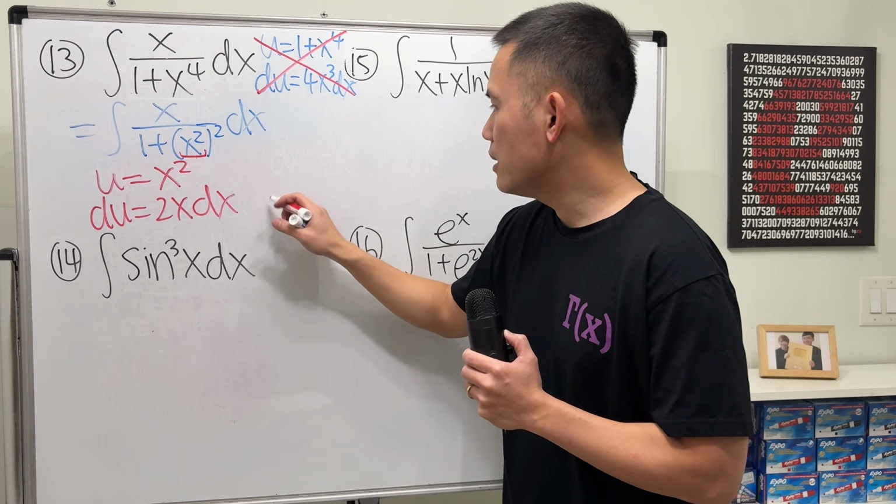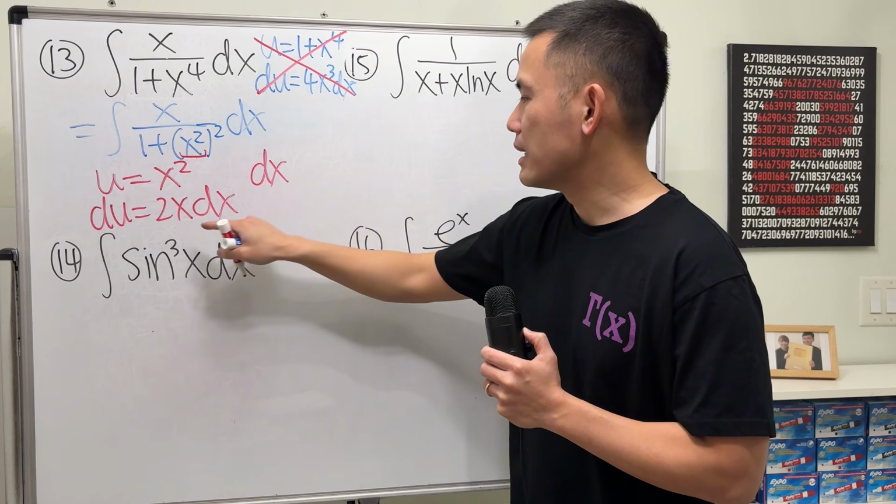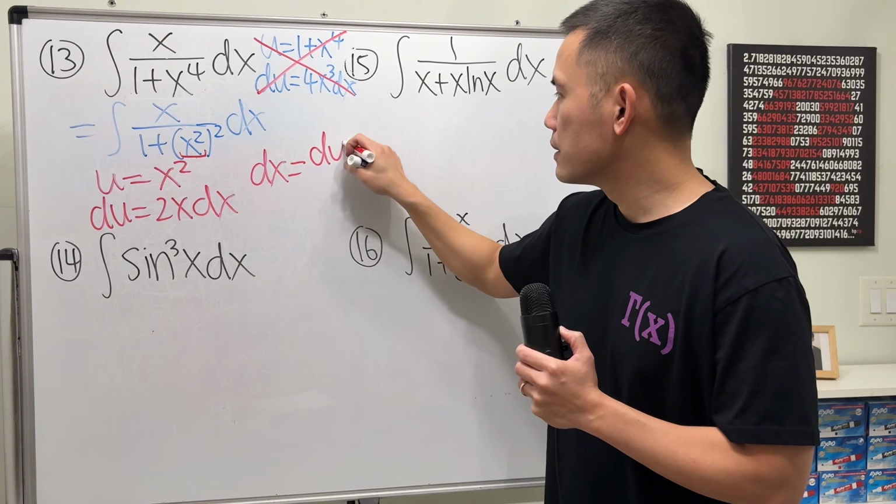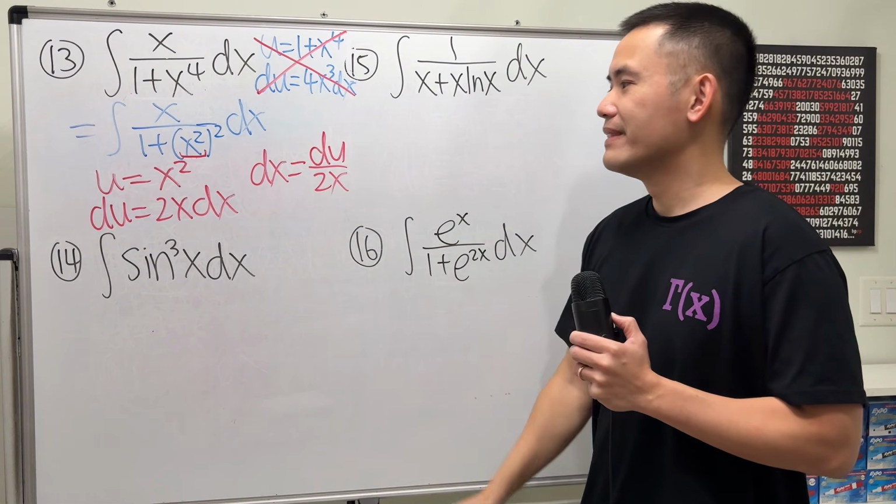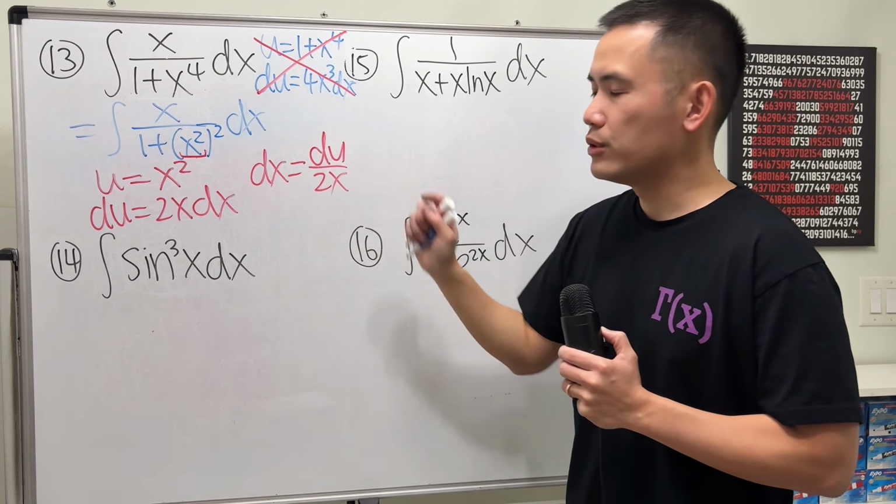And right here, maybe we can isolate the dx by dividing 2x to both sides, like so. And this x and that x will cancel. Make sure you still have that 1/2.